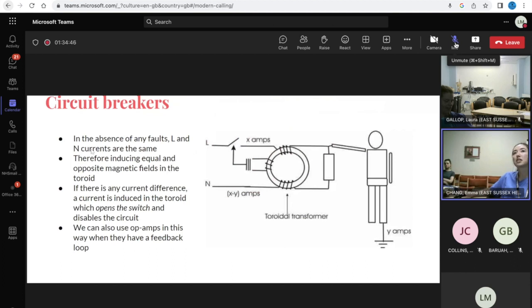Circuit breakers. You can see from the image that there's two pathways here, L and N. In the absence of any faults, the two currents through L and N would be the same, and therefore there would be equal and opposite magnetic fields in this toroid transformer. But if there is any current difference, then it causes a current in the toroid, and that would actually open the switch and disable the circuit. So it's again a bit like a fuse that is there just in case something bad happens, and then it's like an off switch.